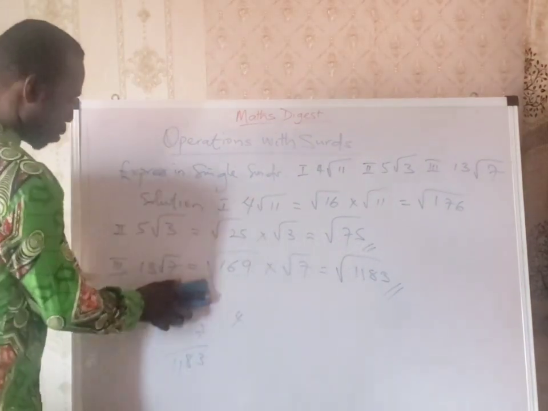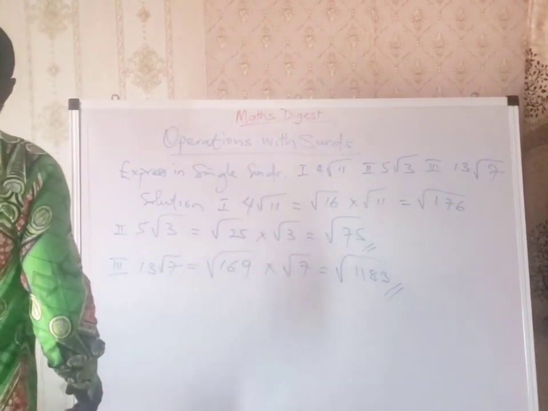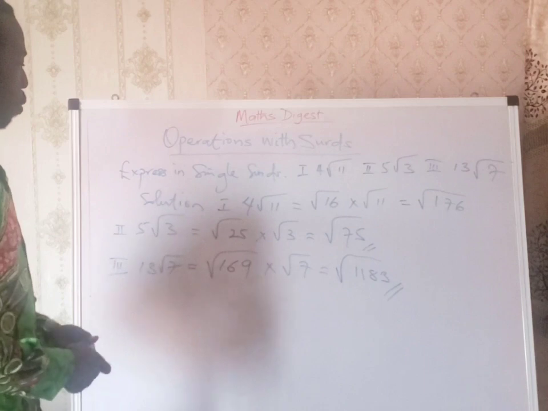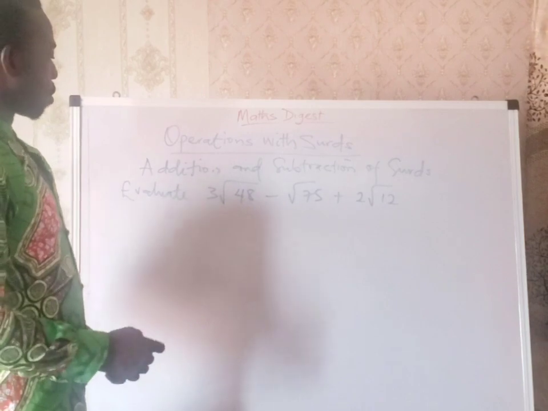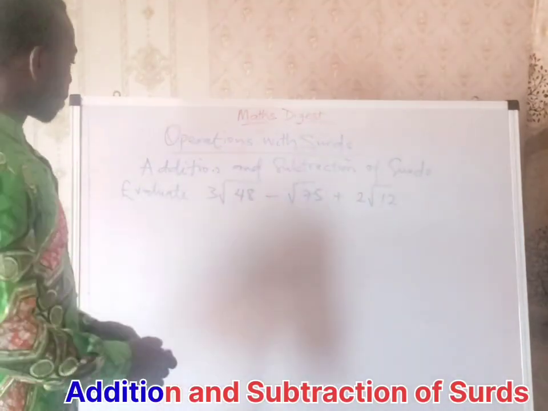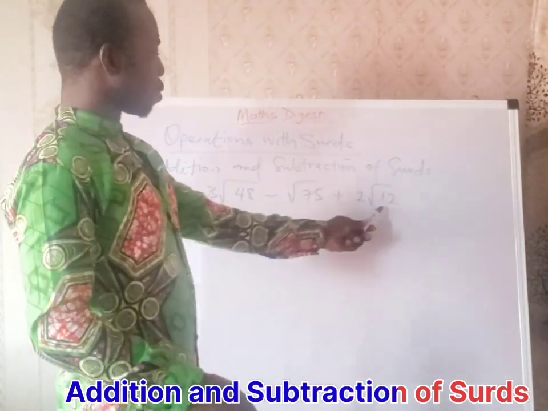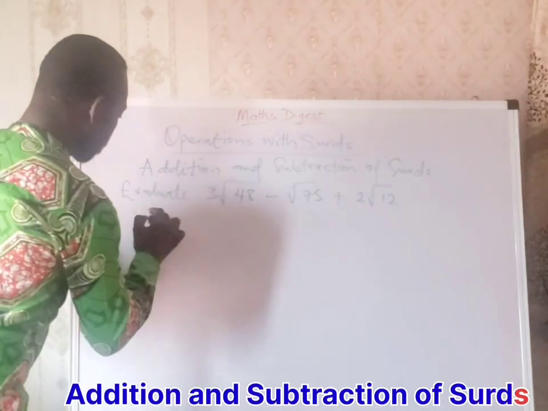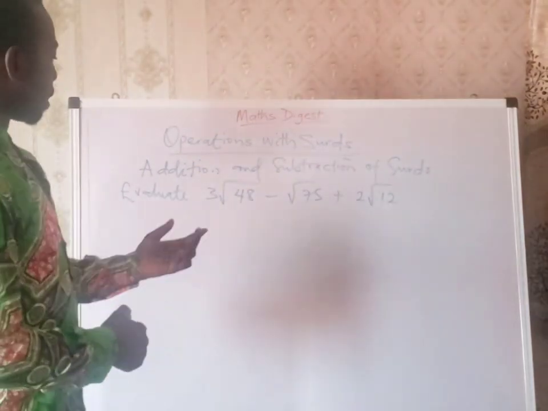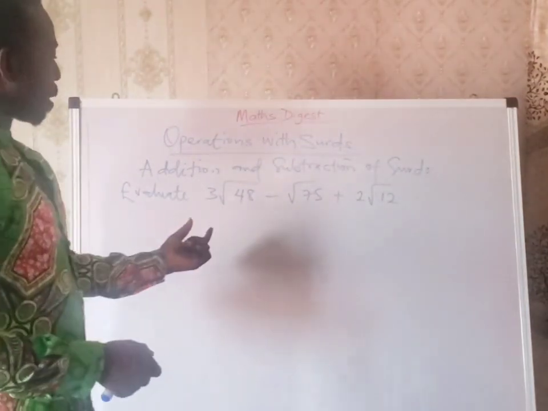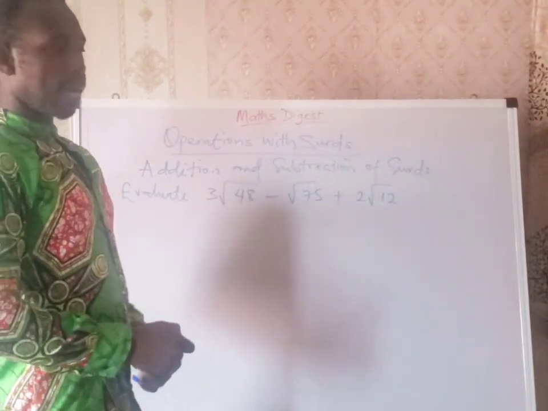Now, with this, we can understand what we mean by simplification of surds. Okay? Now, we are going to look at addition and subtraction in surds. Addition and subtraction of surds. Evaluate 3 root 48 minus root 75 plus 2 root 12. What we do is this. When you are dealing with addition and subtraction of surds, remember they have to be a similar surd for you to combine them.